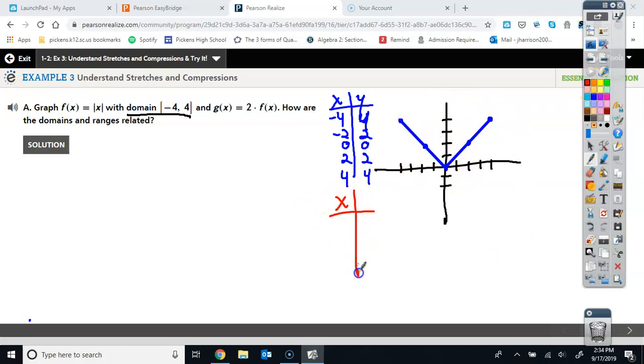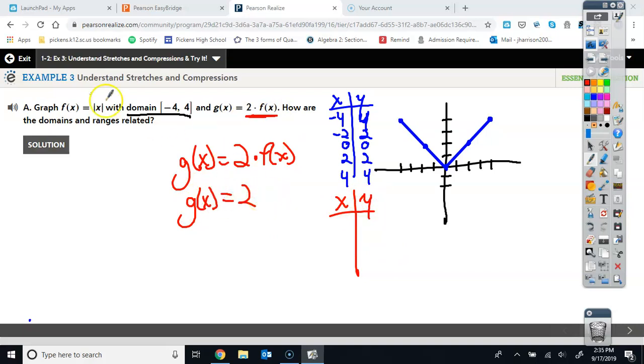g of x, in this case, is going to be 2 times what f of x is from this point right here. If you do that, you can actually get the equation immediately, because f of x is the absolute value of x. That is the equation for f of x. You plug it in, and 2 times that would be the equation for g of x. It's a little bit easier to get the equation on this one than it was for the ones where we did the reflections and the translations.